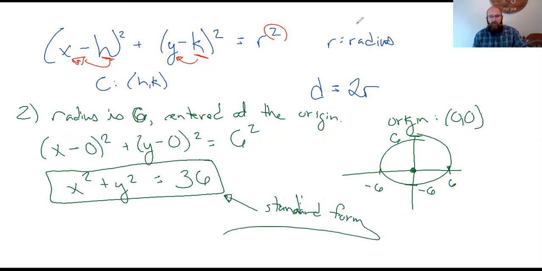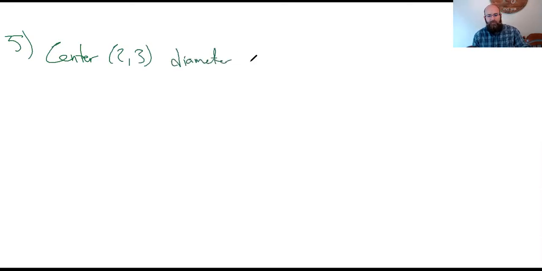Awesome. Great job, folks. I'm going to save this, clear this. Now let's start another, right? Let's do what I'm going to call number 5. I'm going to say that the center is at (2, 3), and my diameter is 1. So let's write down the formula again.